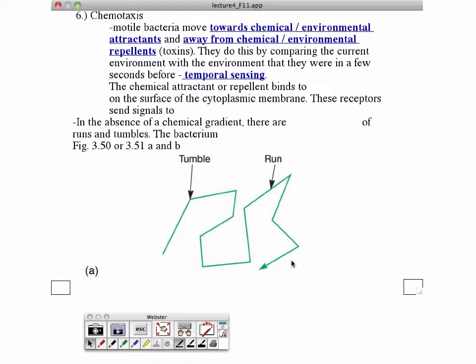So we know that the chemical attractant or repellent must be sensed by the cell in some way. And the way that it's sensed is through chemoreceptors. As you talked about earlier, certain transmembrane proteins are going to be receptors that trigger changes within the cell. So these receptors will trigger that motion.